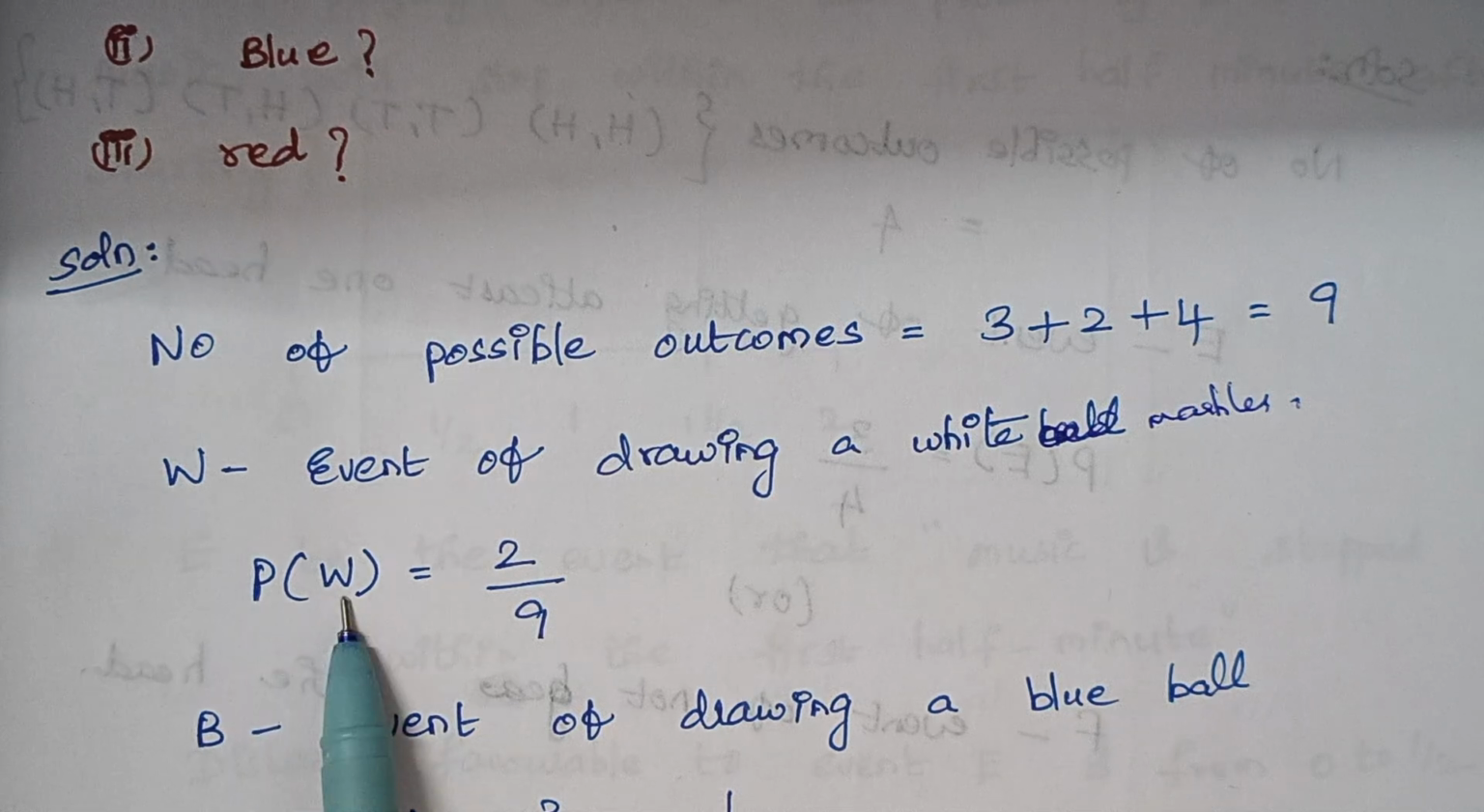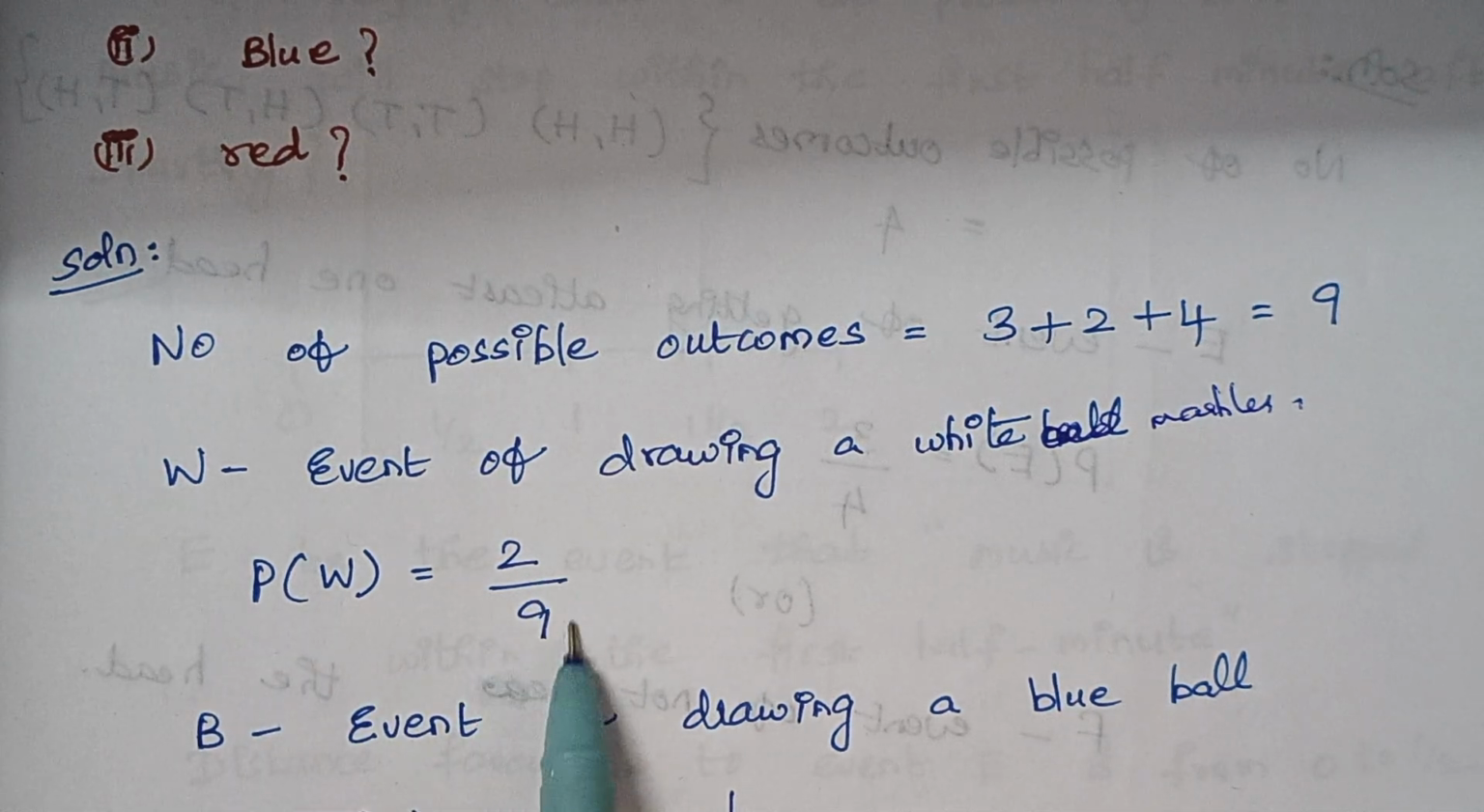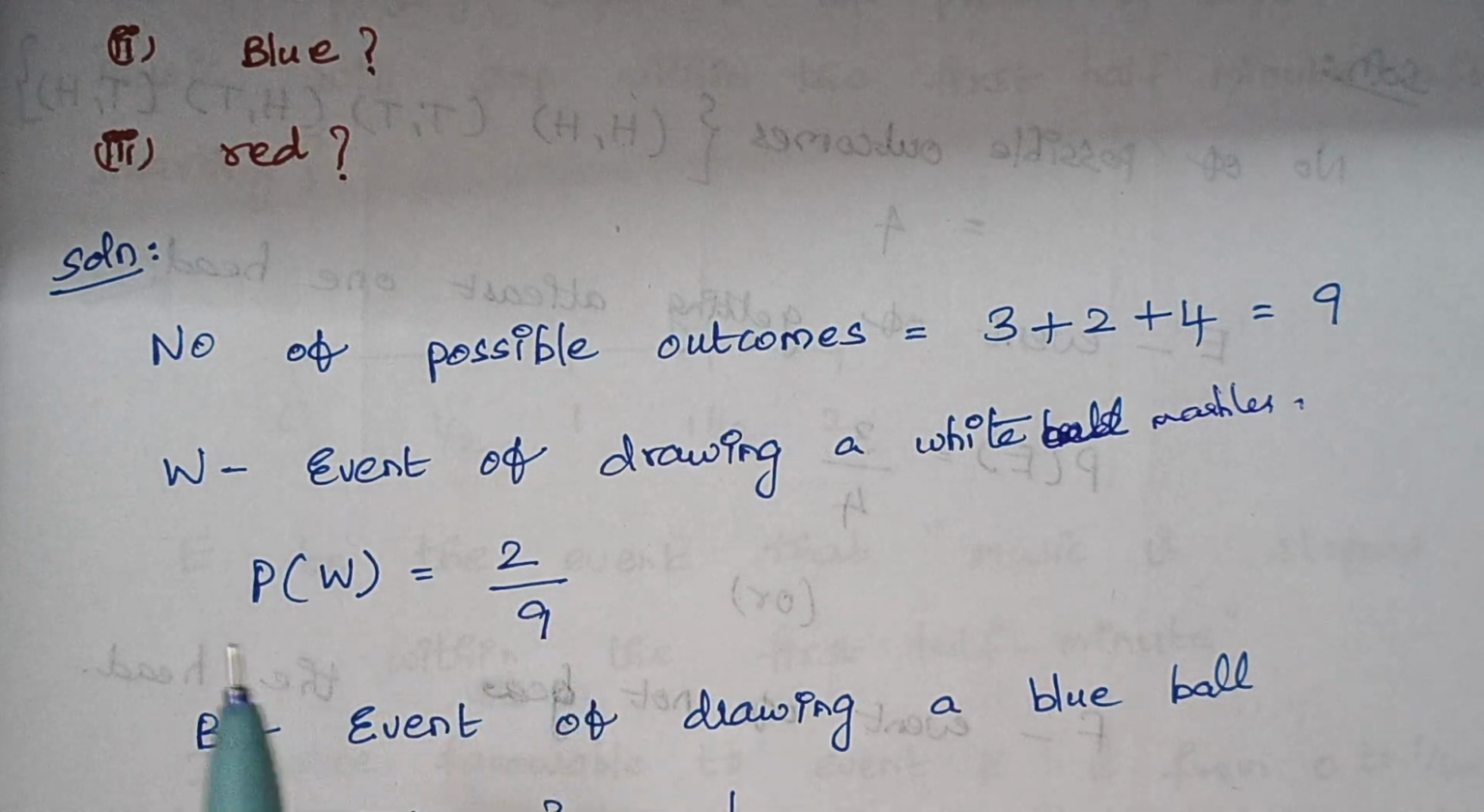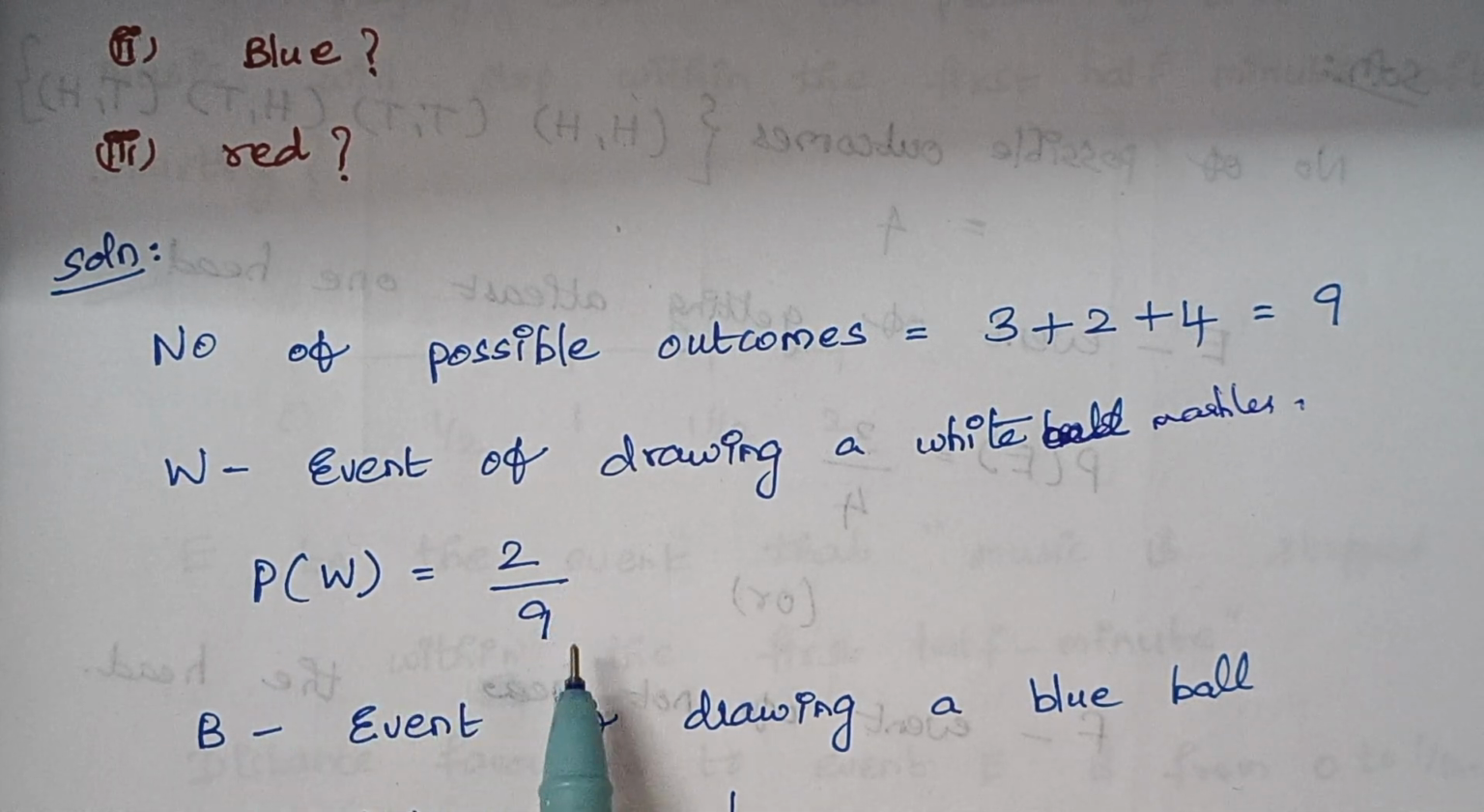So the probability of withdrawing a white marble: totally we have 9 marbles. Out of 9, we have only 2 white marbles. Therefore, here the probability is 2 by 9.